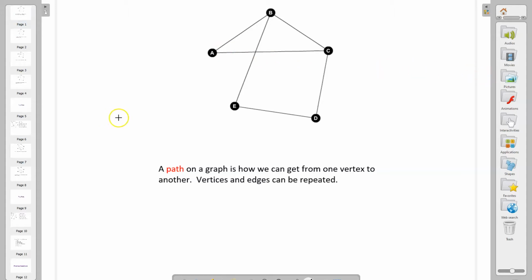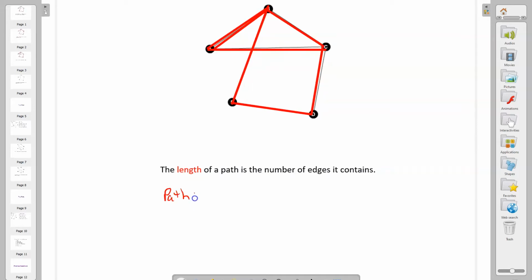On this graph, an example of a path would be going from A to B, B to C, C to D, D to E, E to B, B to A, and A to C. I could write this as a path and say that the path is simply listing all of the vertices that it touched in the order that it reached them. So the path is ABCDEBAC.